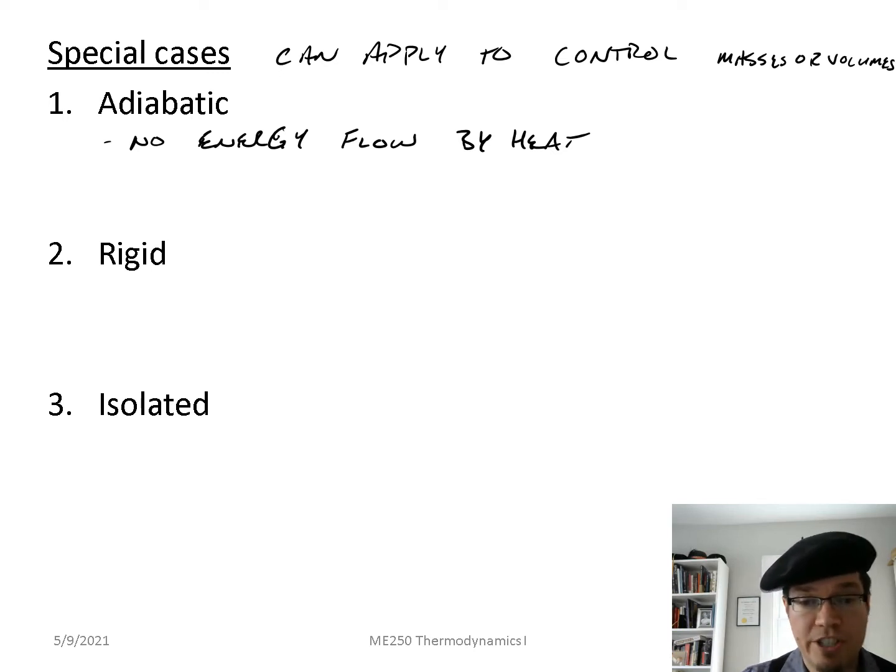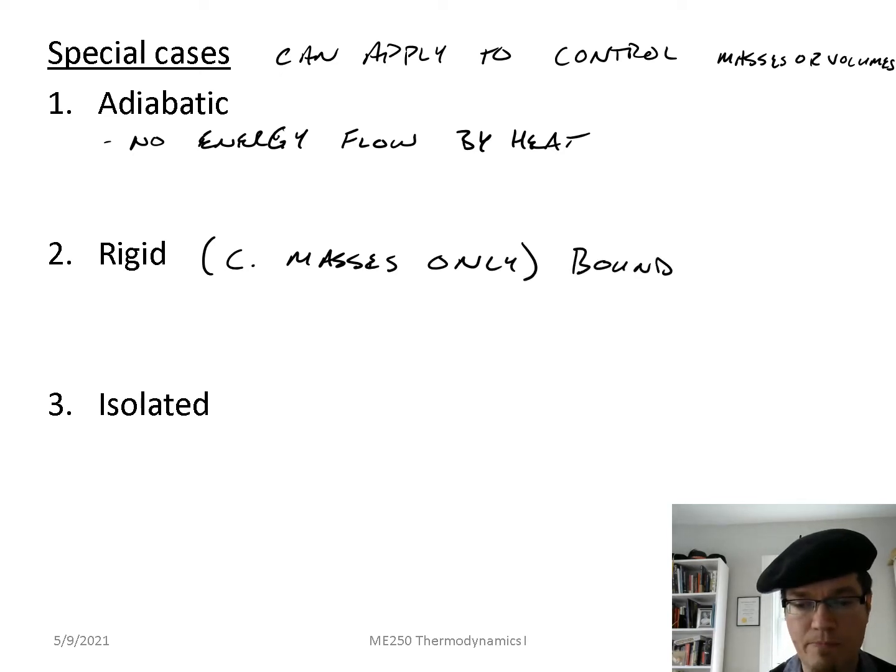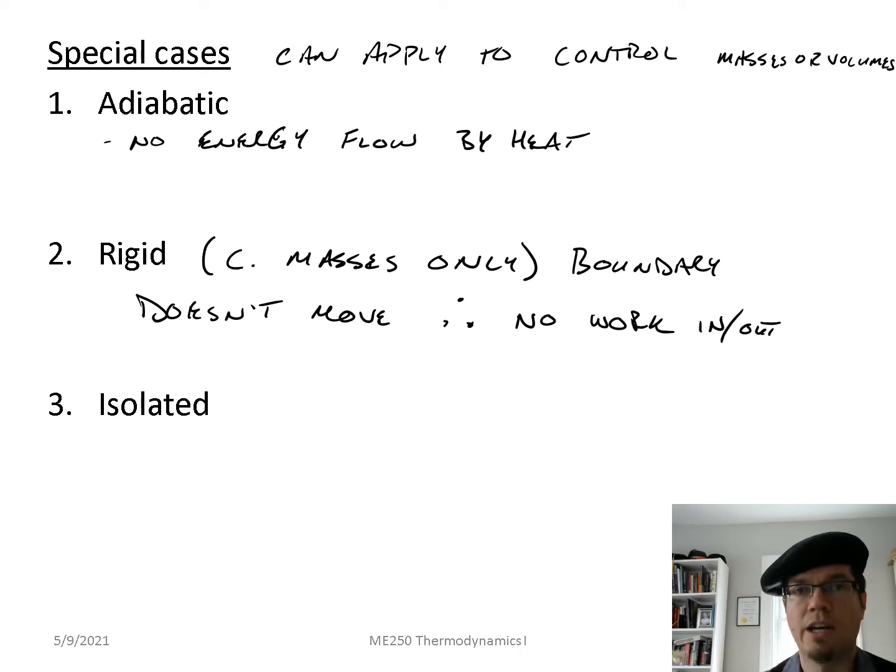Another special case is rigid. This applies to control masses only. And it's where the boundary doesn't move. So therefore, there can be no work input or output. So it's the difference between a syringe or a piston cylinder where you can move the plunger, or one where you can't, where you've put a pin in the plunger and it just cannot move. If it's pinned, it's rigid and it can't move.